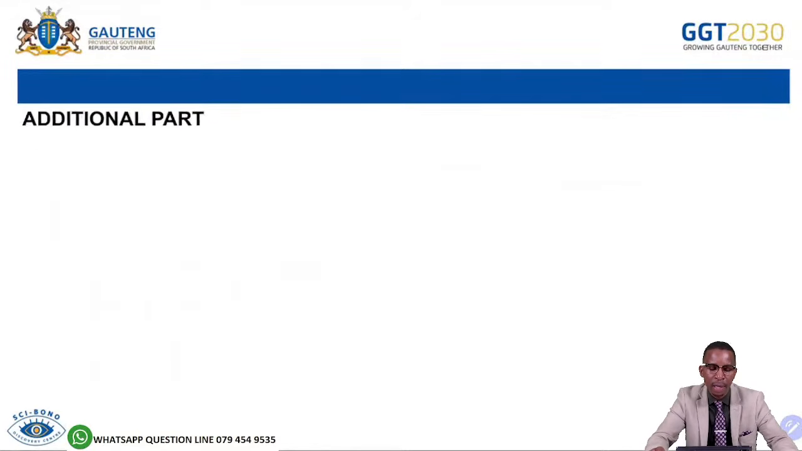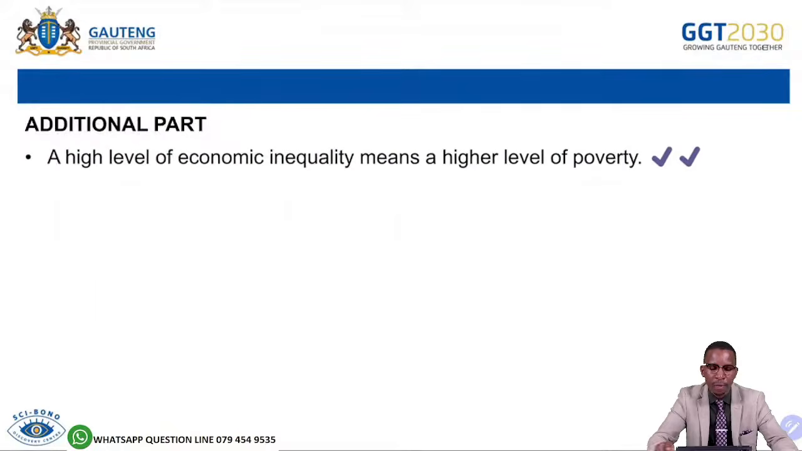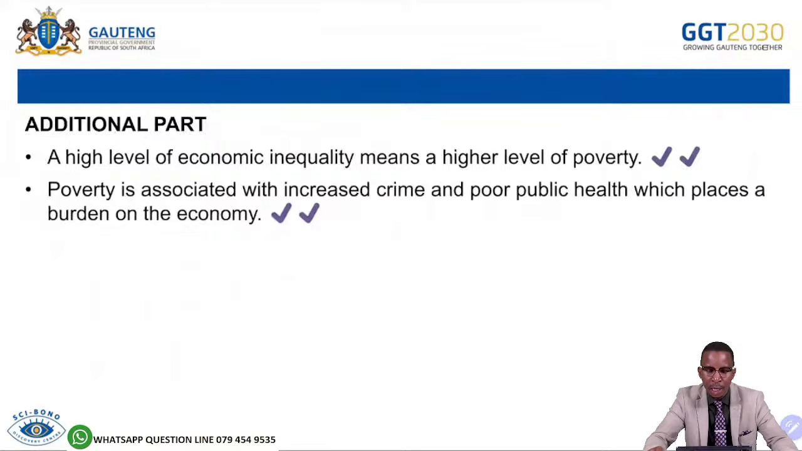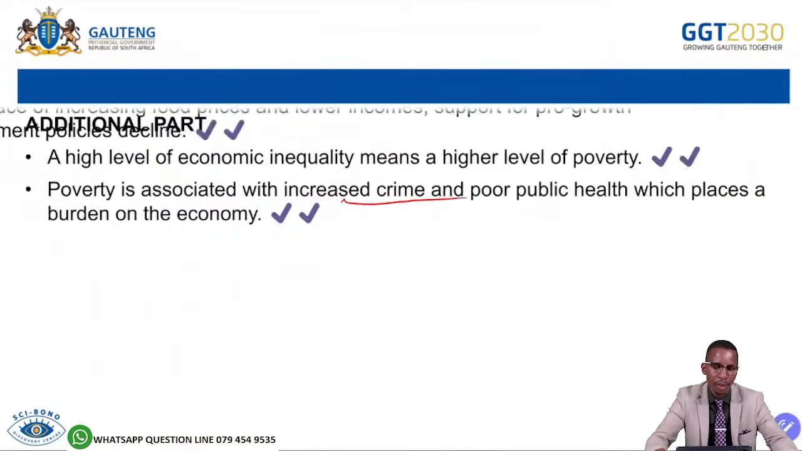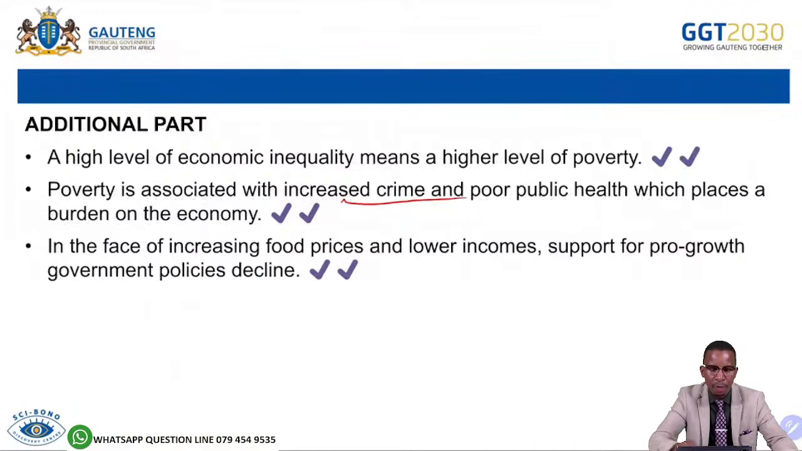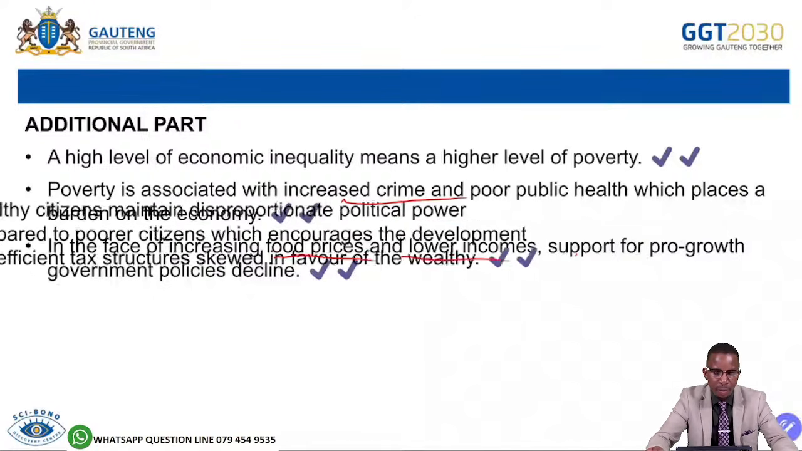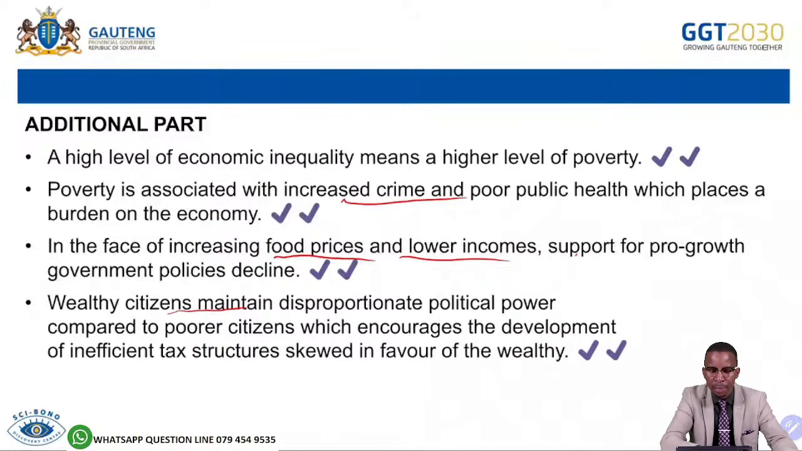Then we have our additional part. A high level of economic inequality means a high level of poverty. Poverty is also associated with increased crime and poor public health, which places a burden on the economy. And in the face of increasing food prices and lower income, support for pro-growth government policies declines. We continue. Wealthy citizens maintain disproportionate political power compared to poor citizens, which encourages the development of inefficient tax structures skewed in favor of the wealthy.